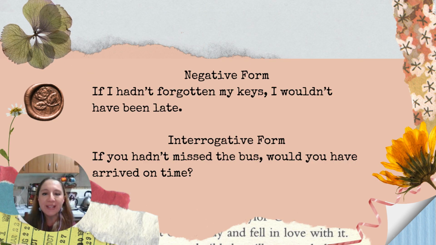To finish up, let's take a look at both negative and interrogative sentences. We will start with the negative form. If I hadn't forgotten my keys, I wouldn't have been late. Now let's take a look at the interrogative form. If you hadn't missed the bus, would you have arrived on time? In these examples, we have the contracted form of had not, which is hadn't.